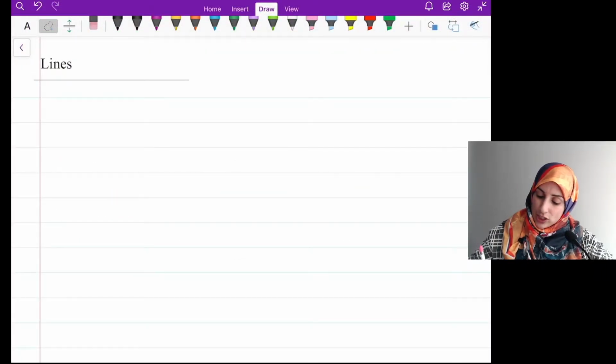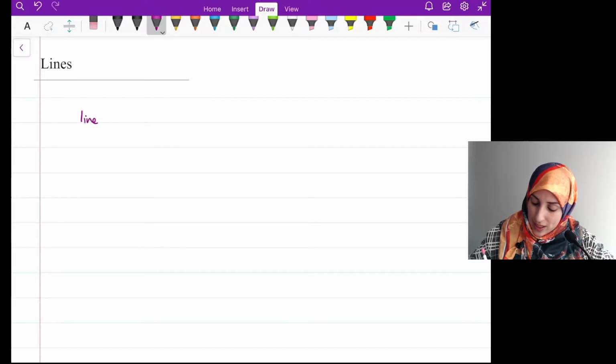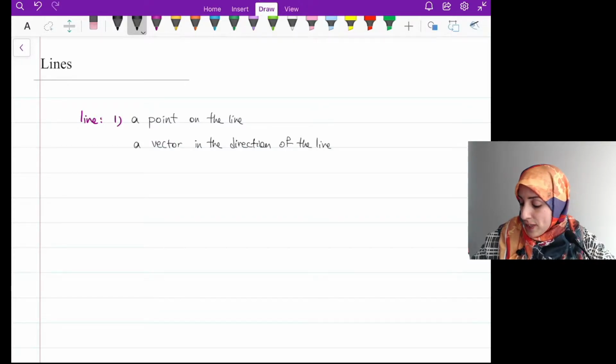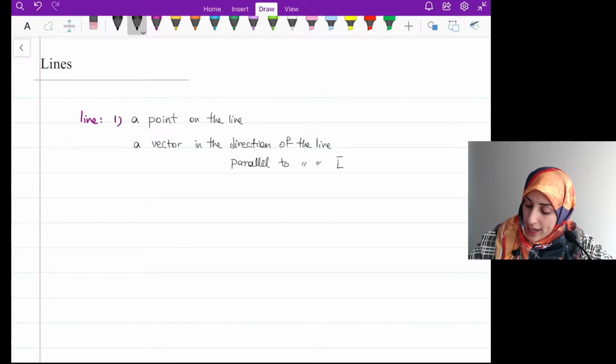For writing the equation of a line, we need two things. First, a point on the line, and also a vector in the direction of the line. Or we can say a vector that is parallel to the line. We show that by capital L.